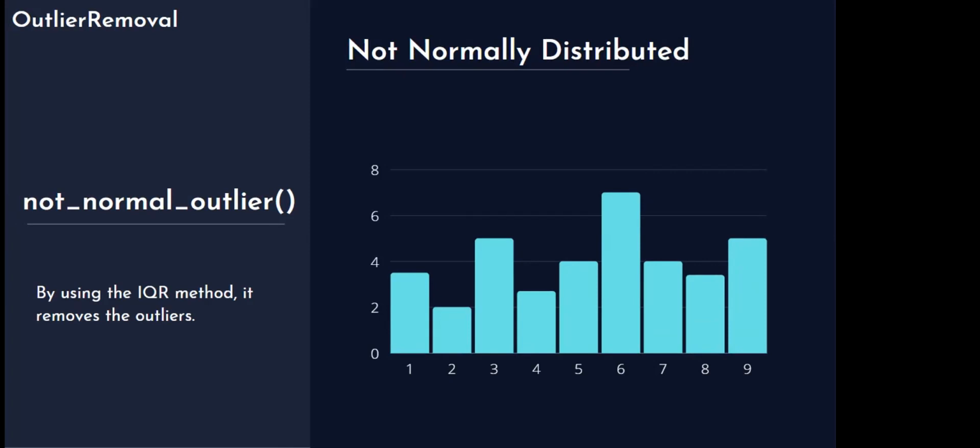Now we have handled the missing values and we have also removed outliers. The next step is feature selection. Rohan, over to you.